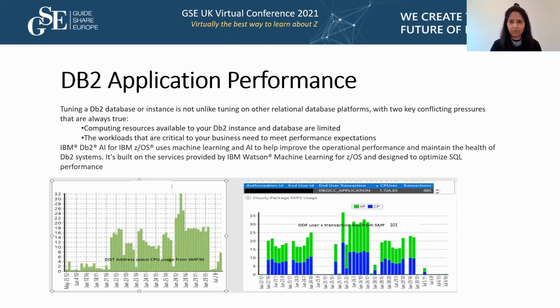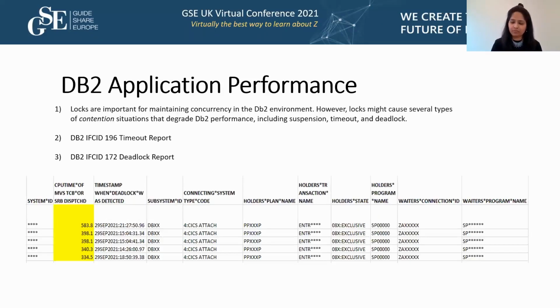So that will help you to get some more clarity about this address space high CPU usage. Next one, I'm going to talk about the DB2 deadlock and timed out.